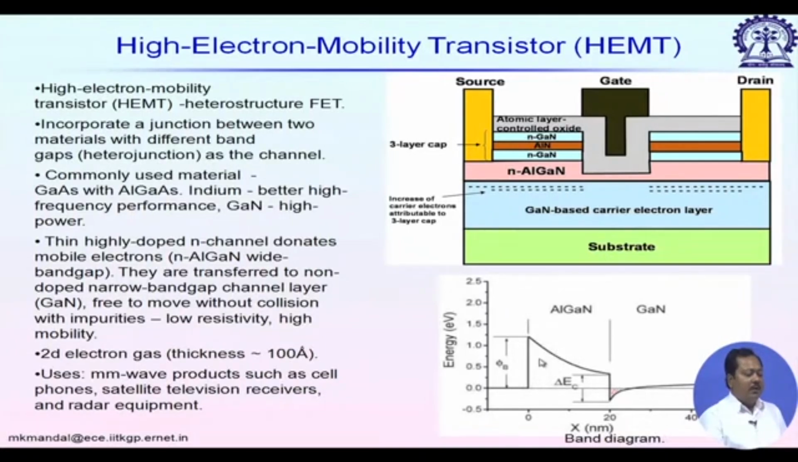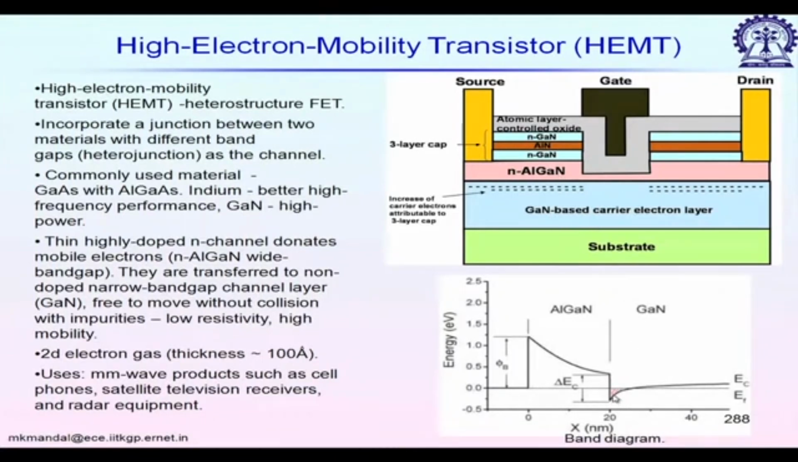Aluminum gallium nitride is a wide band gap semiconductor, whereas gallium nitride's band gap is lower. At room temperature, the Fermi level aligns itself, and at this transition point the conduction band bends for continuity, and it bends deep inside the Fermi level. So, I am plotting the energy of the conduction band versus x. x starts from this top layer, and as x increases, we are going inside gallium nitride.